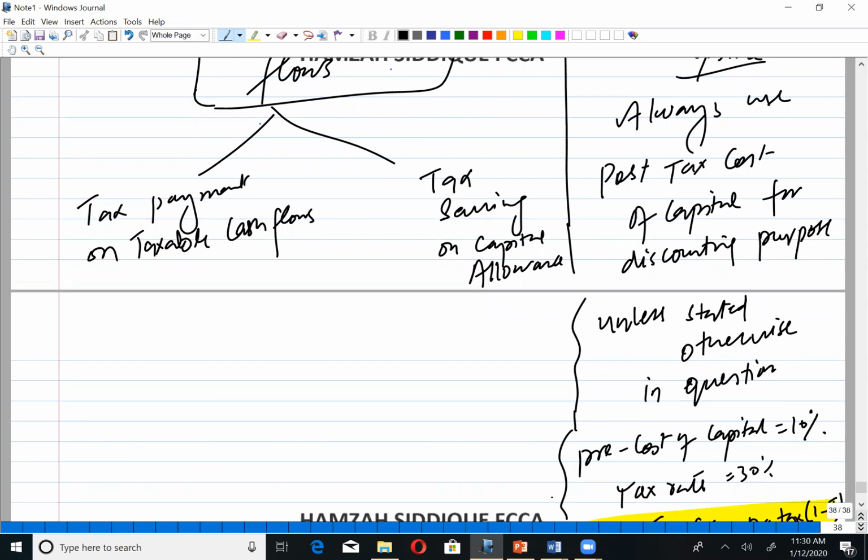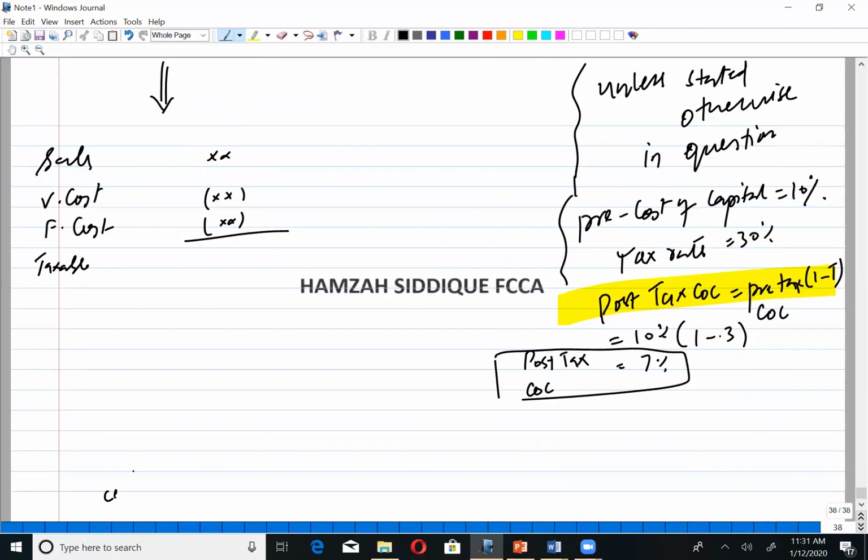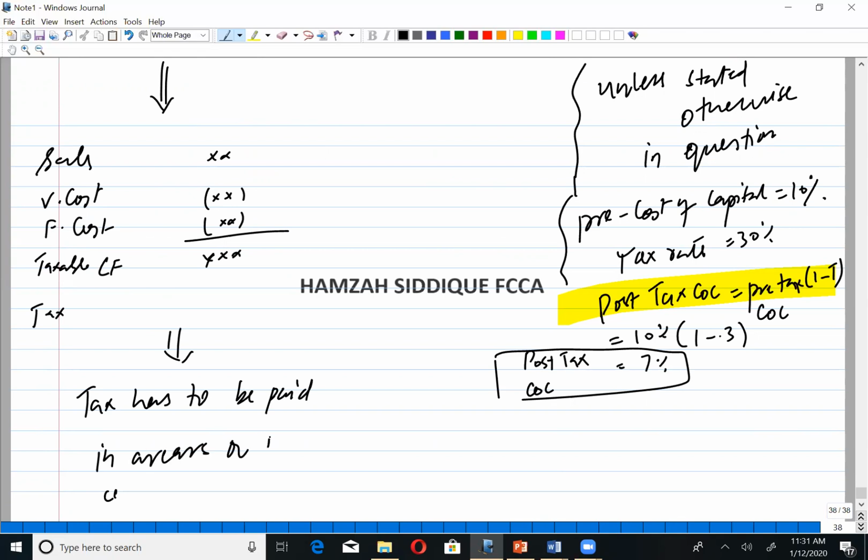Now, tax payment on taxable cash flows. Students, we know that sales minus variable cost minus fixed cost, and then this is net taxable cash flow. Now tax has to be paid. Now I will write over here that tax has to be paid in arrears or in the same year.